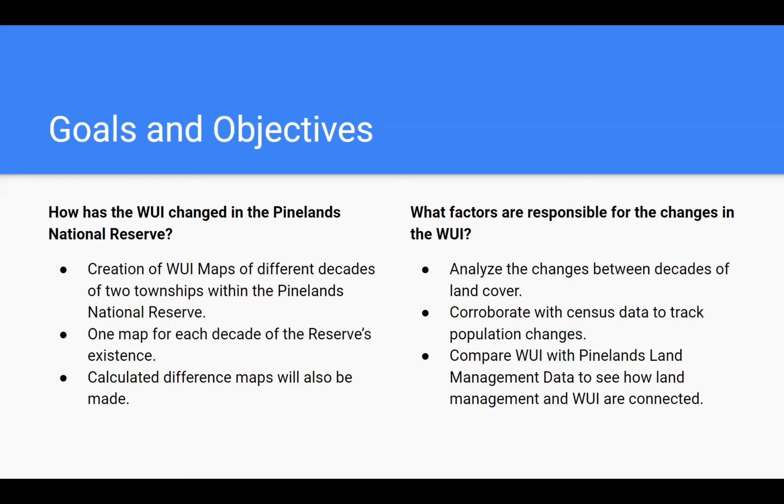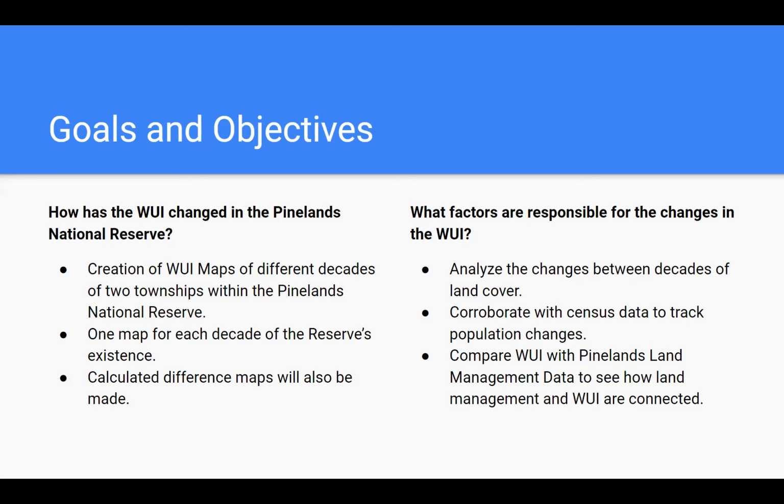With that, I have two questions that I want to answer throughout my capstone. How has the WUI changed in the Pinelands National Reserve, mainly since its creation in 1979? I would like to create a wildland urban interface map for each decade of the existence of the Pinelands, from the best available imagery data and how it correlates with the land cover data, in order to calculate the WUIs.